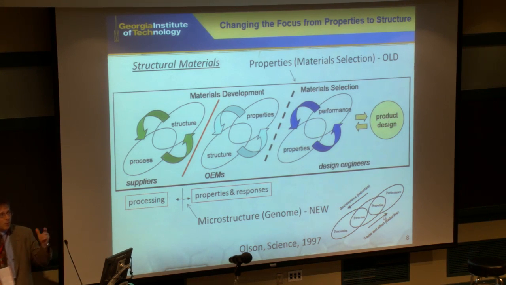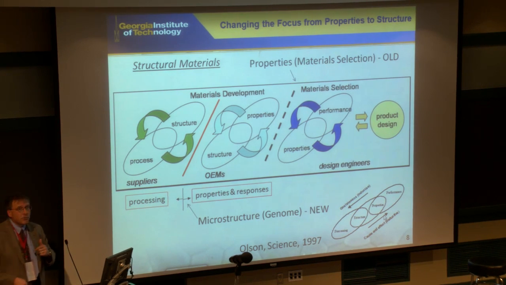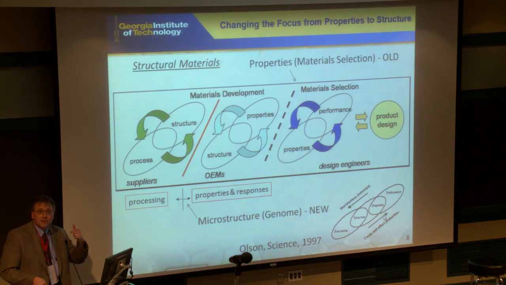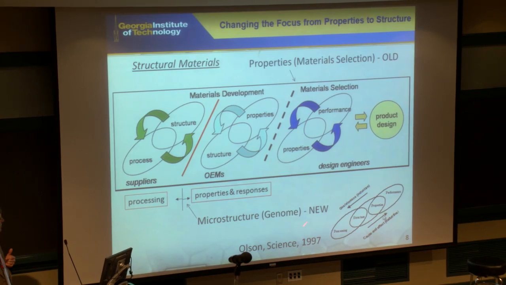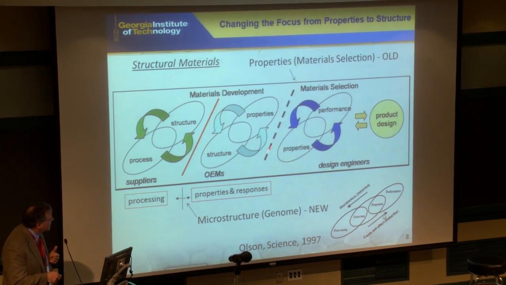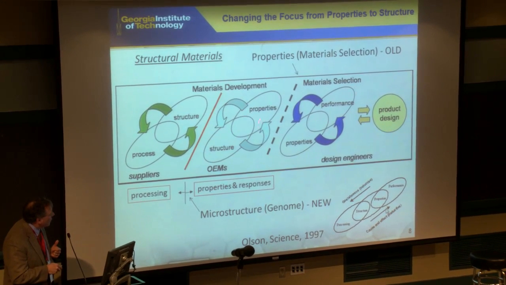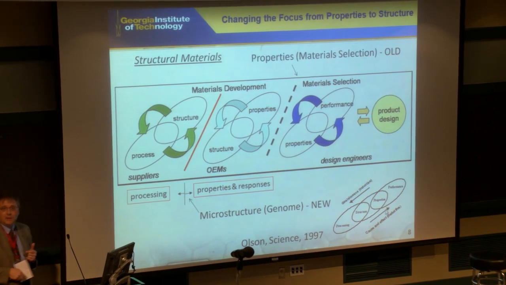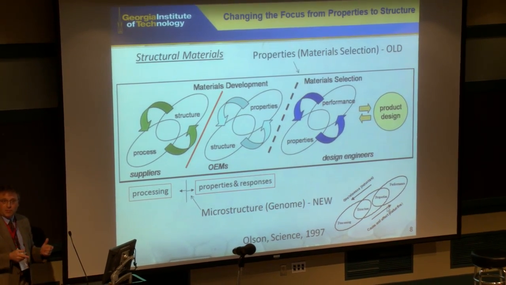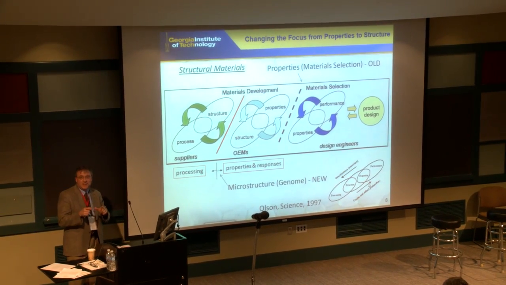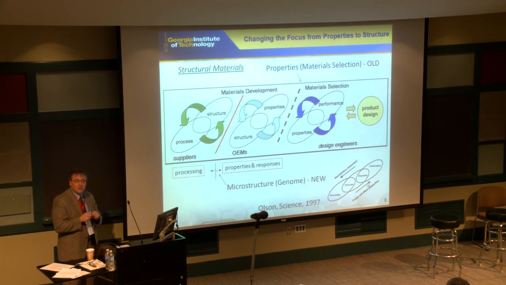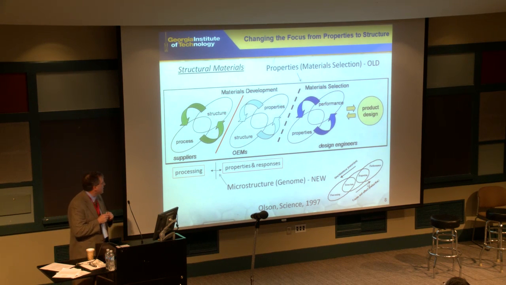You start with desired performance and you work your way back through the properties, structure, and process that's necessary to achieve that. Well, historically, our focus has been on the interface between properties and performance, right? That's the material selection problem. That's the way we teach it. It's a big change of culture to teach it any other way, I can assure you. That's an important directive for MGI.